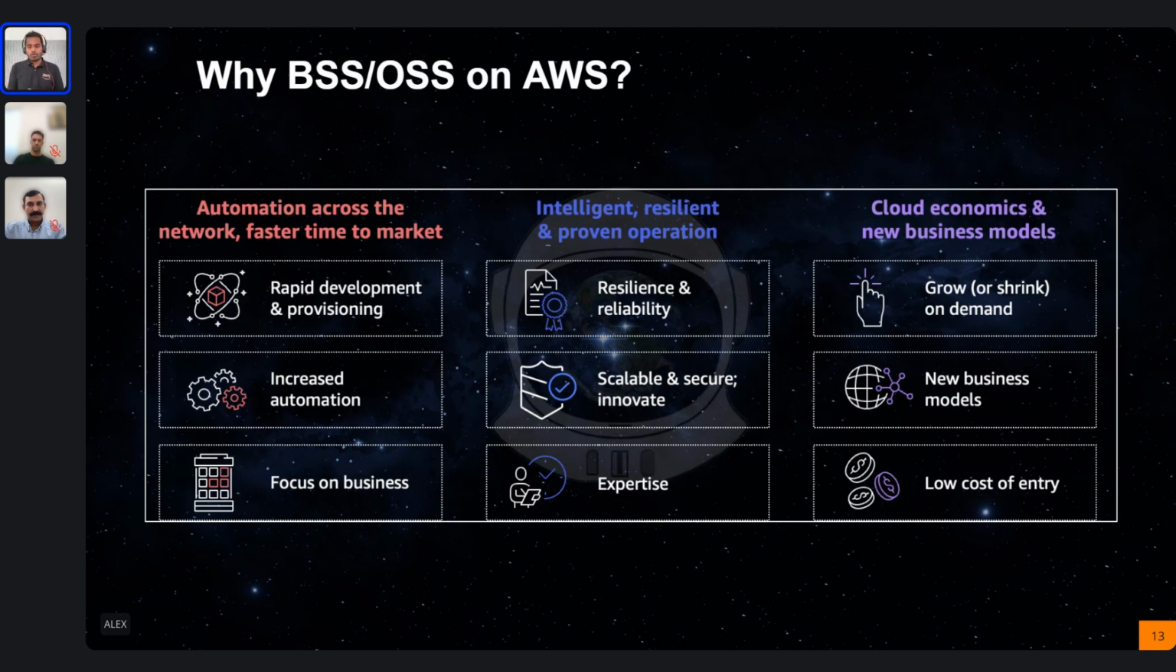And it allows you to focus on implementing new business models, focusing on business rather than focusing on how do I manage a new kind of machine or new kind of box in my environment, right? You can use the same resilience and reliability that you are already building for core boxes, and you are able to leverage the same expertise of the AWS platform to build your BSS and OSS systems. And finally, you get to have a lower cost of entry into these markets.